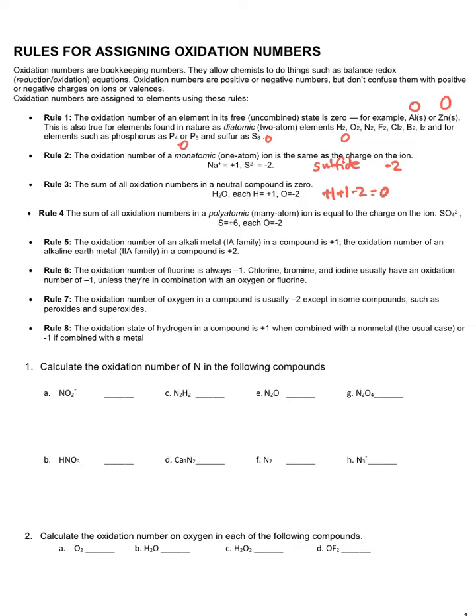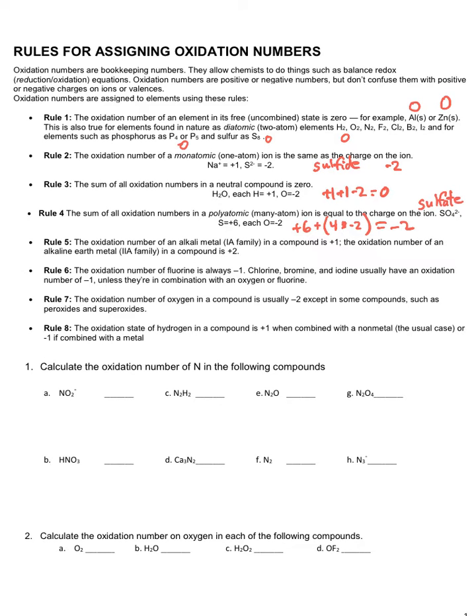Rule number 4. The sum of all the oxidation numbers in a polyatomic or many-atom ion is equal to the charge on that ion. So let's look at the sulfate polyatomic ion, SO4 2-. Sulfur has a +6 oxidation number, and each oxygen, we've got 4 of them, has a -2 oxidation number. 4 times -2 is -8, plus 6. If we sum up all the oxidation numbers, that equals -2. That equals the charge. The sum of all the oxidation numbers in a polyatomic ion equals the charge.